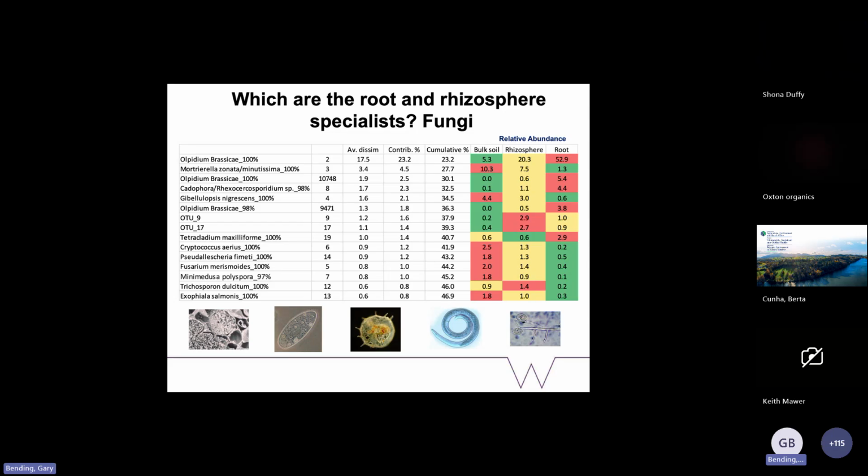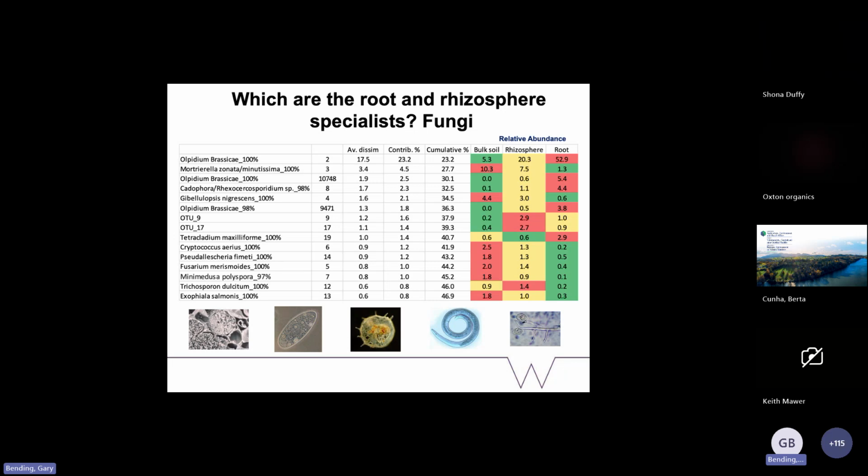If you look down the list, you can see that those organisms which were particularly enhanced in the root zone are in red. So we have a number of taxa there that were enriched in the root zone. We have a number of taxa that really liked it in the rhizosphere. So you can see 2 OTUs here, OTU 9 and 17. We called them this because they really don't show much similarity to database entries, so they're quite novel taxa. And you can see these particularly like the zone between the root and the bulk soil.